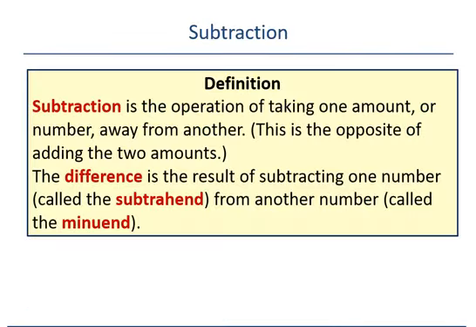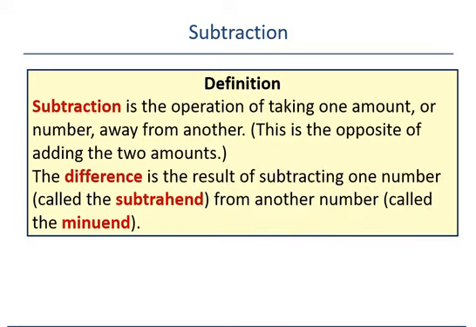And we will start with subtraction now. Subtraction is the operation of taking one amount or number away from a number. This is the opposite of adding two amounts. The difference is the result of subtracting one number, called the subtrahend, from another number, called the minuend.